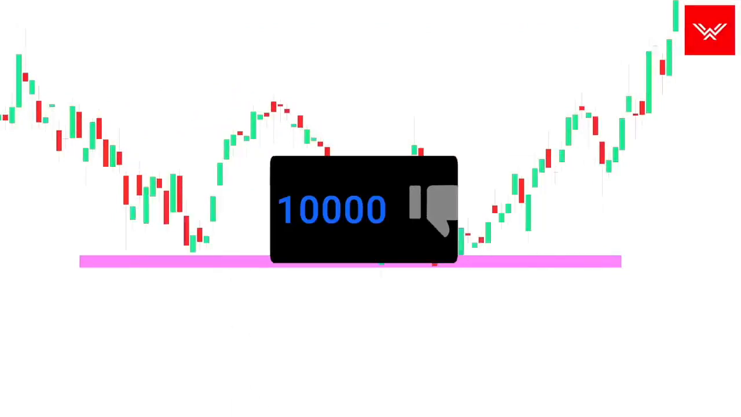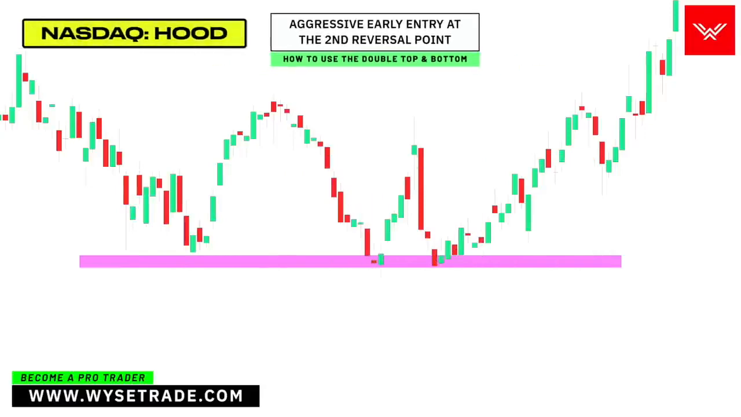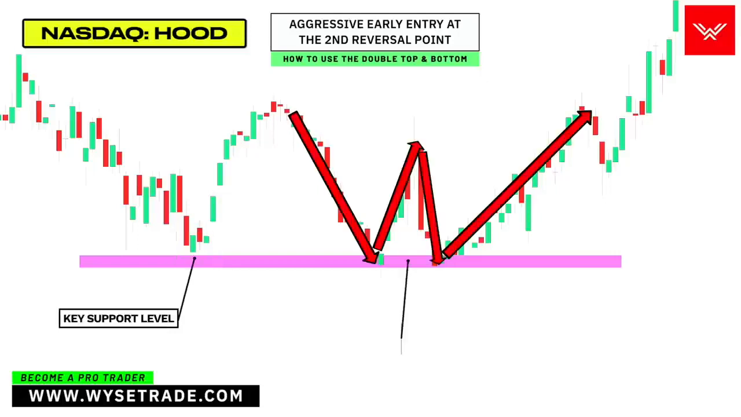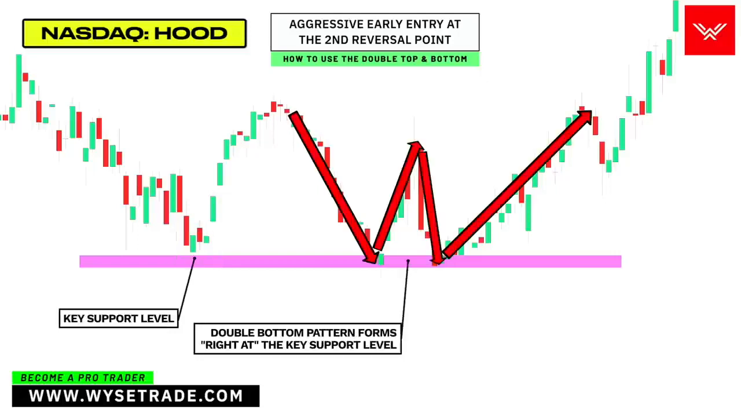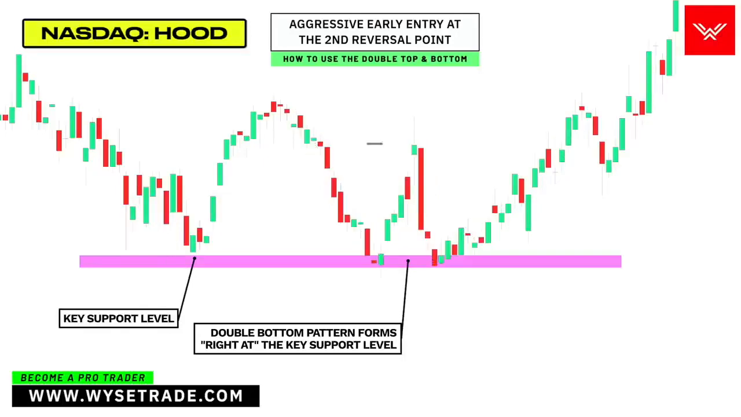This is the Robinhood stock. This reversal point here gives you your key support level. As price comes back down, you had a double bottom pattern right at the key support level, which presented a long trade opportunity. Now here's the issue.